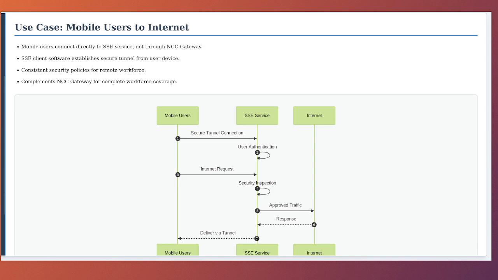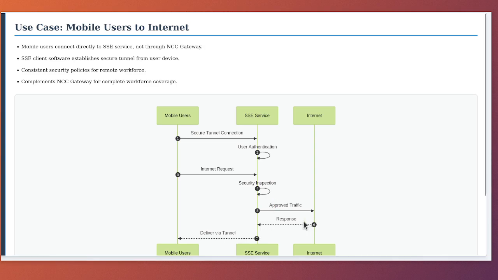The SSE service inspects the mobile user's internet traffic and applies security policies. This includes URL filtering to block malicious or policy-violating sites, threat protection to detect malware and phishing attempts, and data loss prevention to protect sensitive information. After inspection and policy enforcement, approved traffic is forwarded to the internet. The response follows the reverse path through the SSE service back to the mobile user.